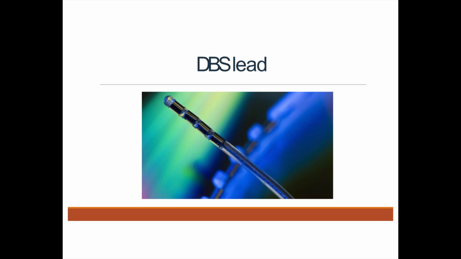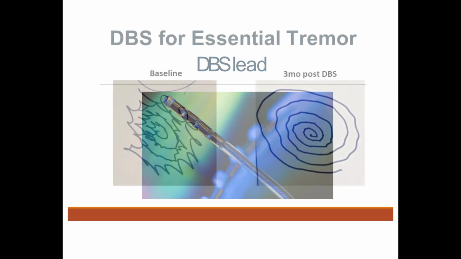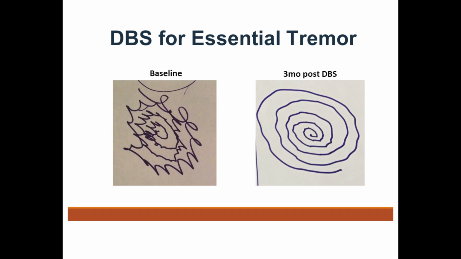This is the DBS lead that has 1, 2, 3, 4 contacts. So that gives us a lot of flexibility to program the patients, because you can choose to turn on 1 or 2 or 3 or 4 or different combinations of them depending on where in the brain it ended up, how close it ended up being to where you want it to be. This is an example of what DBS would do for someone with essential tremor. So this is the patient with tremor trying to make a spiral before the surgery. And this is the patient after the DBS surgery. So you see how the tremor has decreased and the hand is much more steady. So this is what we could do for patients with either essential tremor or Parkinson's.